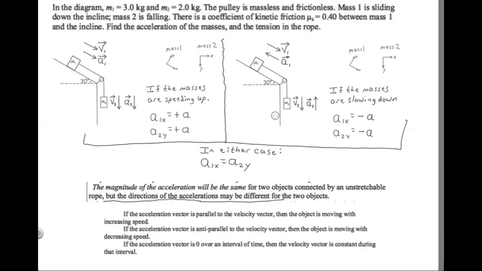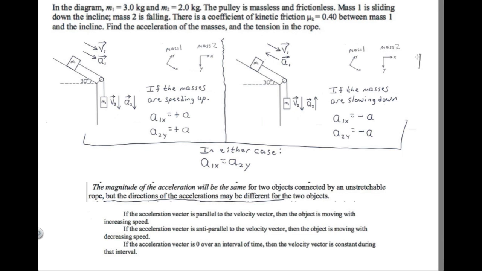Here again is the thought process we went through to assure ourselves that a1x will definitely equal a2y. It's possible that both masses are speeding up, and we saw that if that was the case, then a1x would equal a2y. It's theoretically possible for this setup that both masses could be slowing down, but we saw that still in that case, a1x would still equal a2y. And again, notice that the reason a1x equals a2y is because we chose down as our positive direction for mass 2.